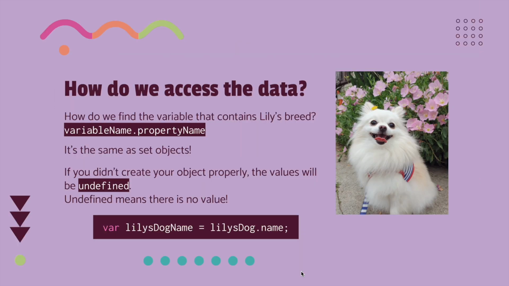Next, how do we access the data? So we can find the data like we would typically with objects. So you can just do variable name dot property name. If you find that the values are undefined, it's probably because you didn't create your object properly, since undefined means that there's no value.